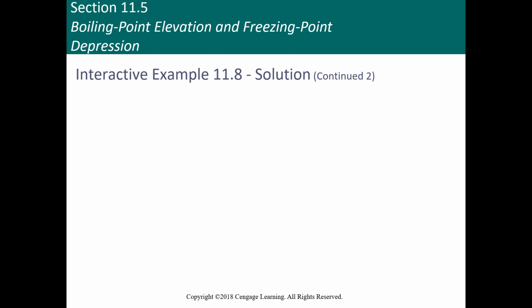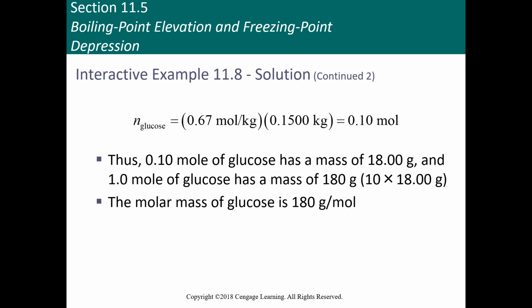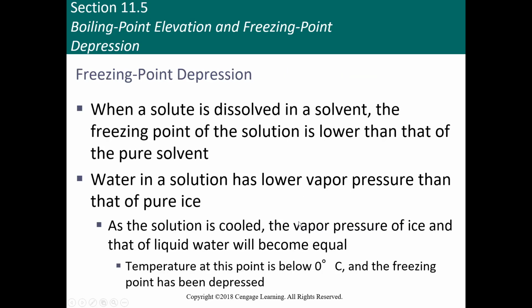And so we get our moles of our solute, which is 0.1 moles of our solute. Therefore, we have 0.1 moles of glucose. It had a mass of 18 grams. So to get a molar mass, you always take grams mass divided by moles. And so we take our 18 grams divided by 0.1 moles, and that will give us 180 grams per mole, which is the molar mass of glucose.